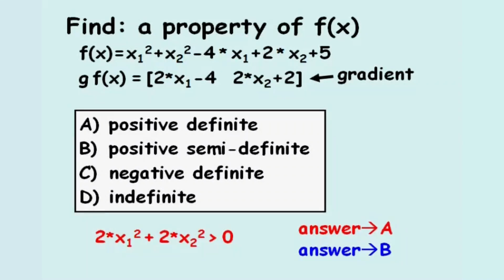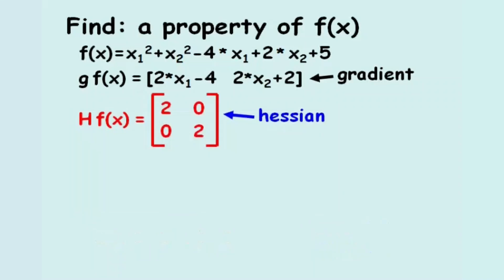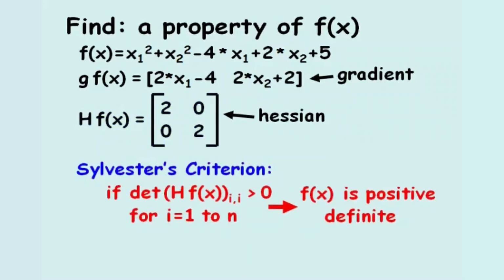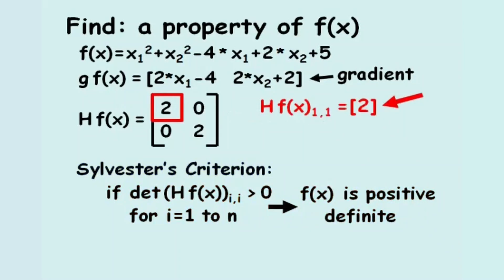We can also check for positive definiteness of a function by returning to the Hessian matrix H f of x. Then, according to Sylvester's criterion, the function is positive definite if the upper left i by i matrix of the Hessian has a positive determinant for all i ranging from 1 to n. For i equals 1, the determinant is simply the value itself, 2, which is positive.